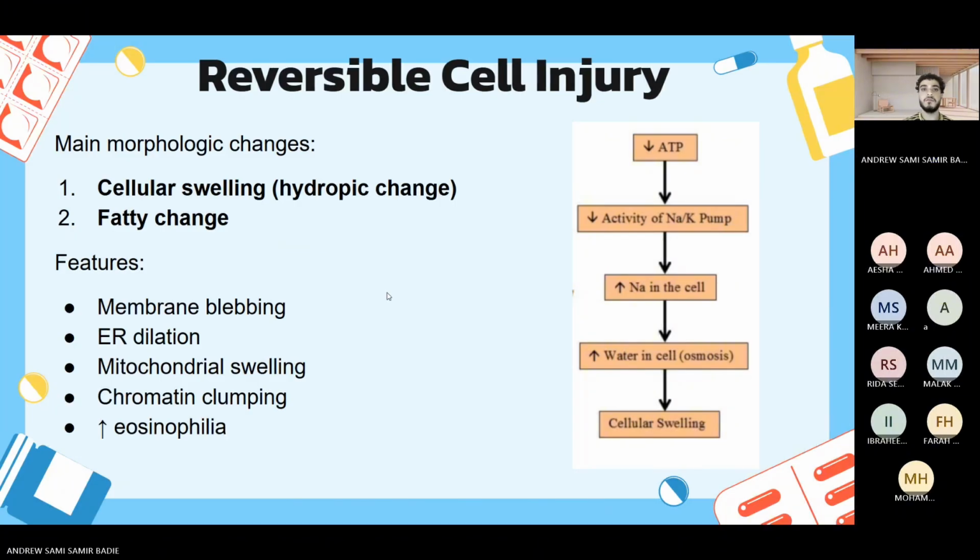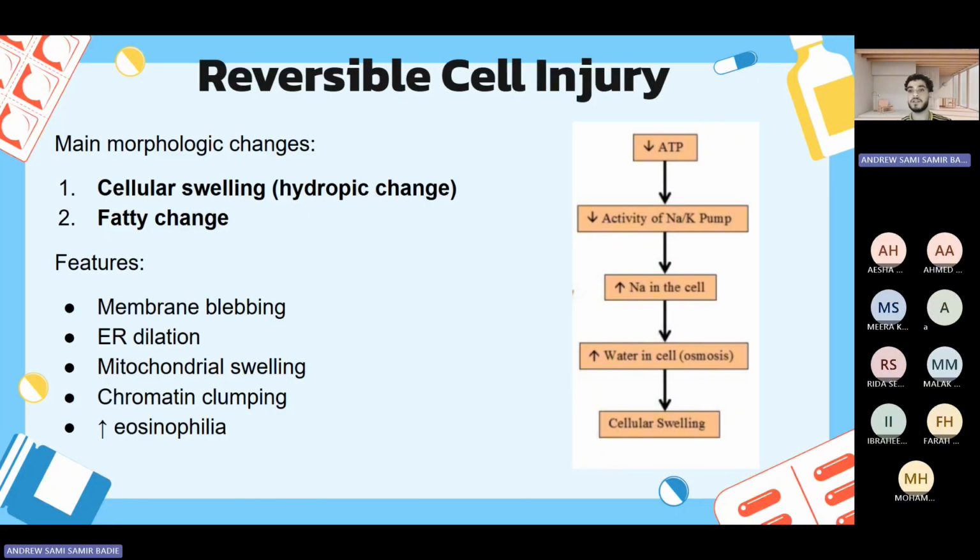Now, when you talk about cell injury, sometimes it's reversible and sometimes it's irreversible. If it's reversible, sometimes the question can describe some morphological changes and ask you whether this is reversible or irreversible. The two things you have to remember overall are cellular swelling and fatty change.